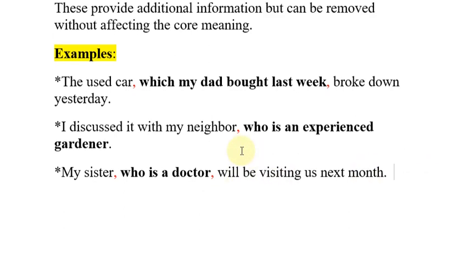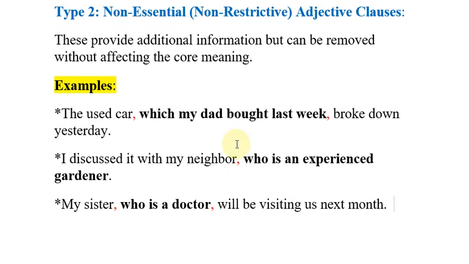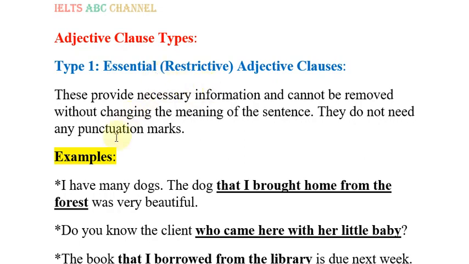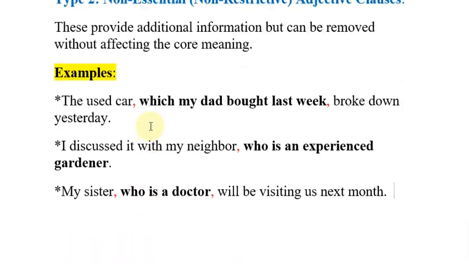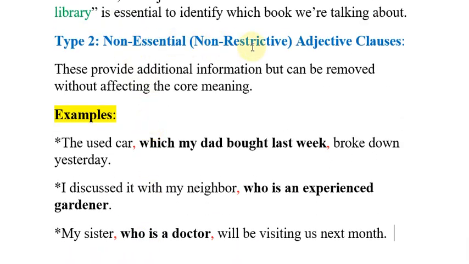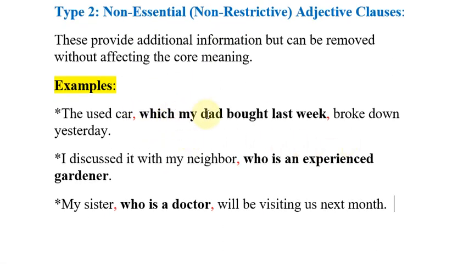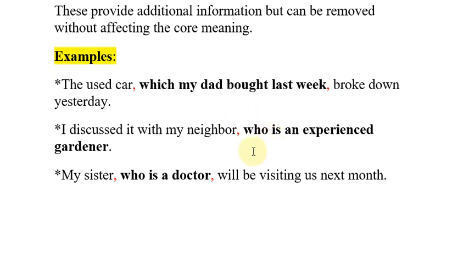So it's quite clear by the use of punctuation to understand which one is essential and which one is not essential. The essential ones do not need punctuation marks, as I stated here. However, the non-essential or non-restrictive ones need punctuation marks, these commas. If they are in the middle of the sentence, they need 2 commas, one on the left, one on the right. And if they are at the end of the sentence, they need just 1 comma here. Good.